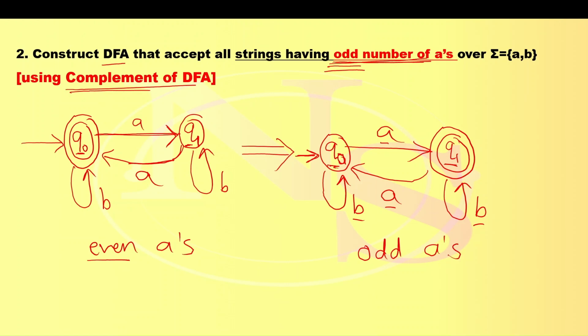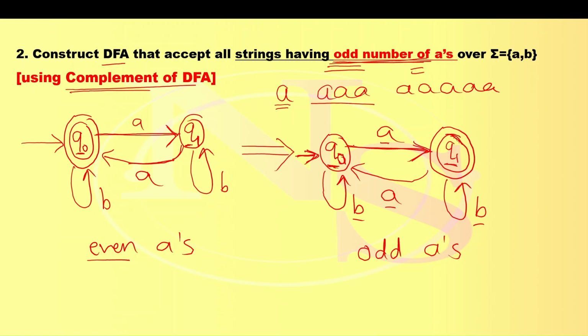If you want to verify, we can verify. Odd number of A's means which strings? For example, single A, there is one A, 1 is odd. Triple A, 3 is odd, or we can write 5 A's. Single A should get accepted. Automata starts with the state Q0. Single A is read by Q0, reaching state Q1. Q1 is our final state, so single A gets accepted.